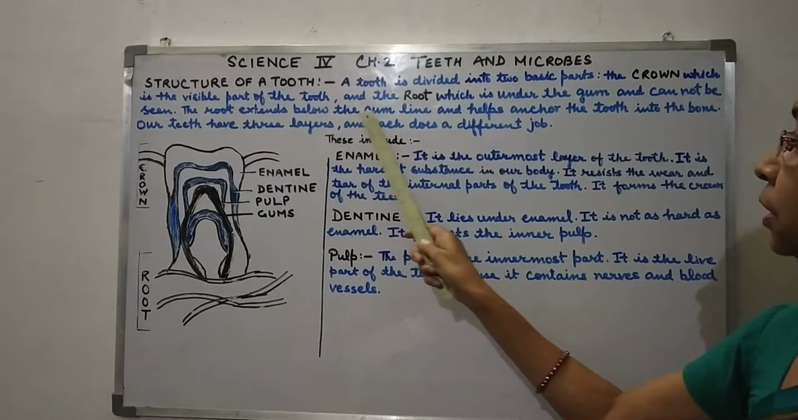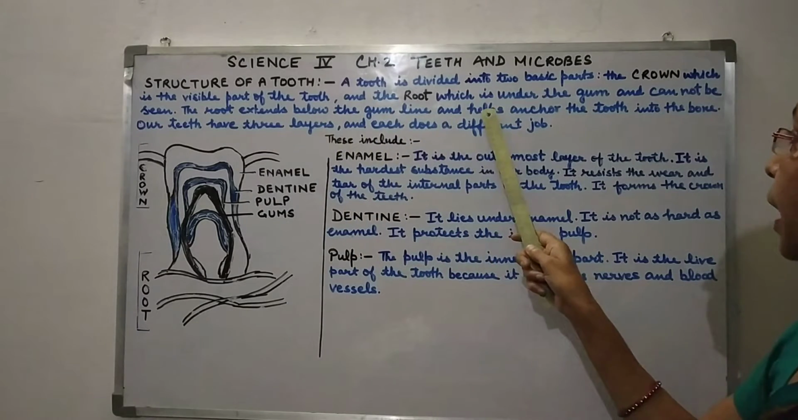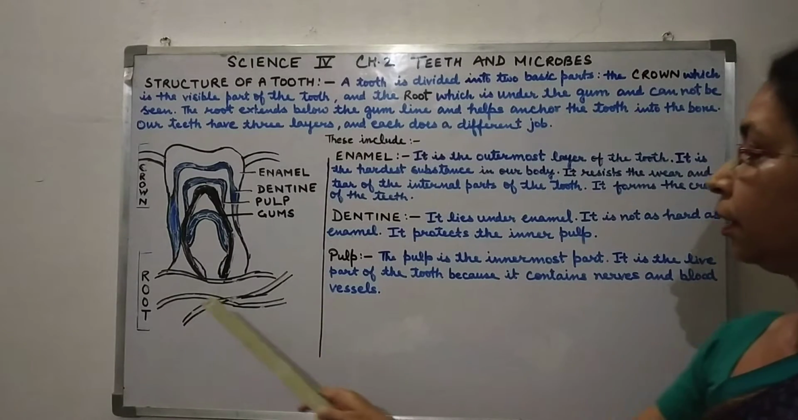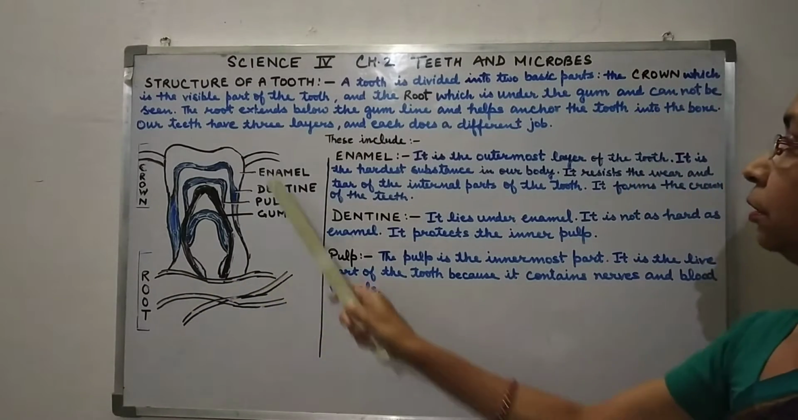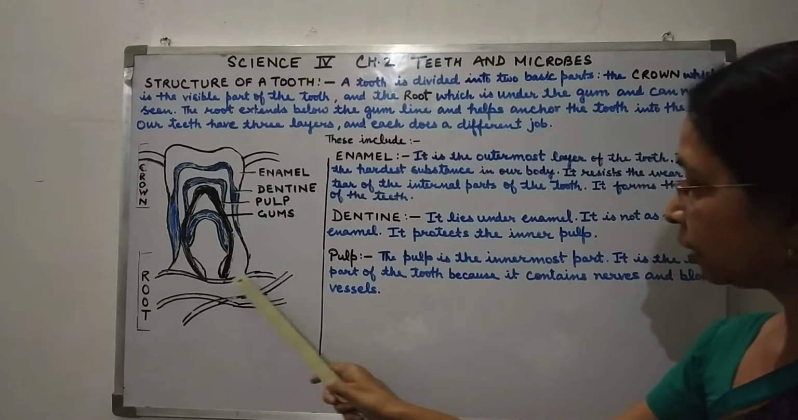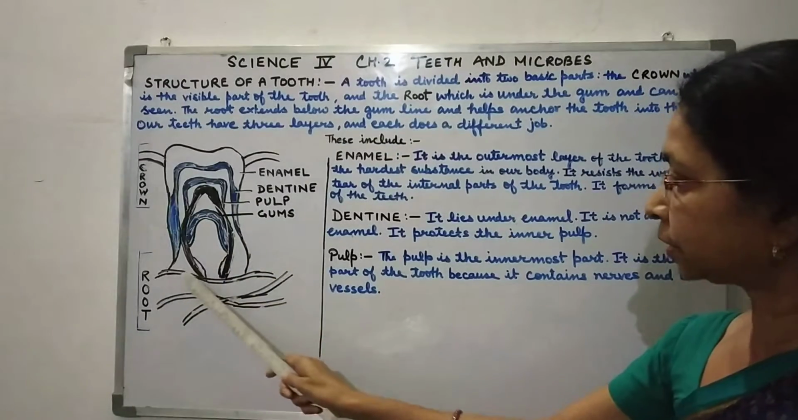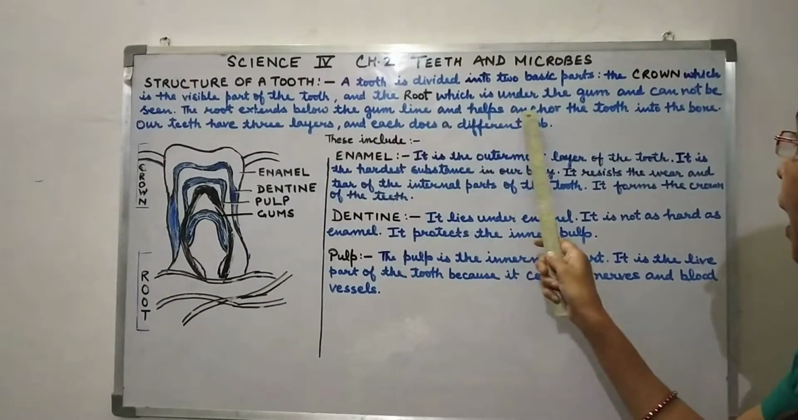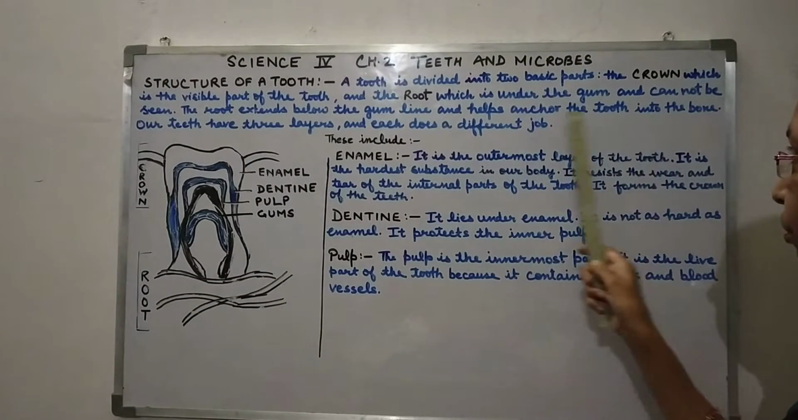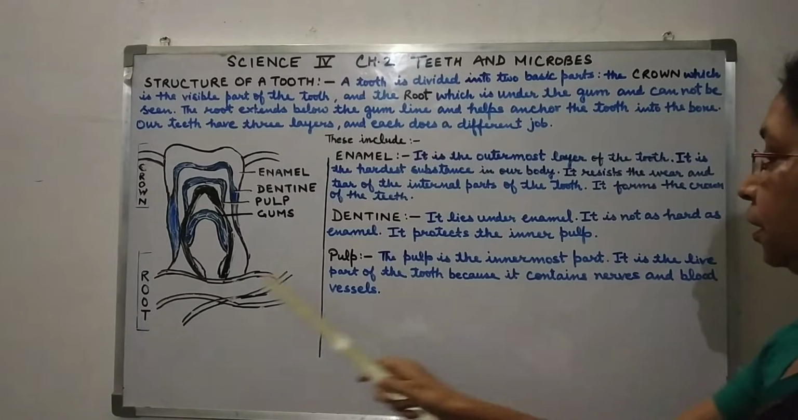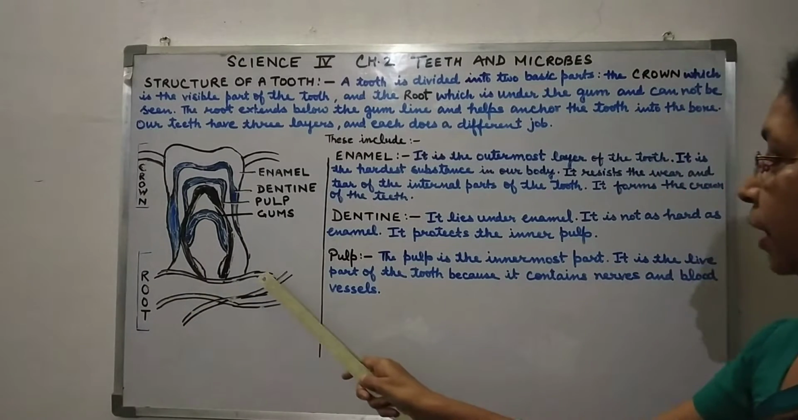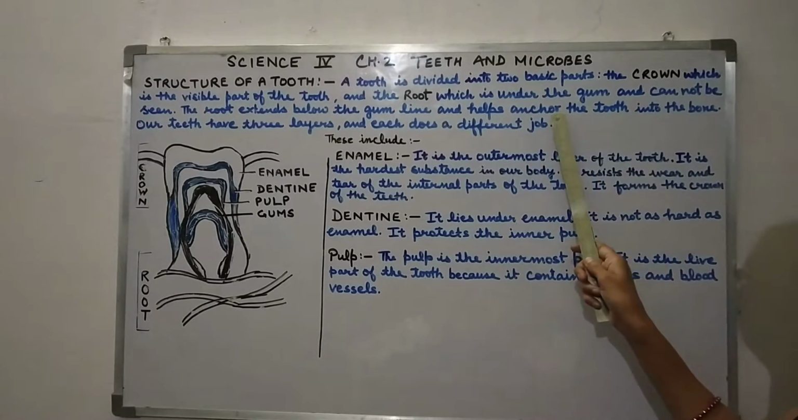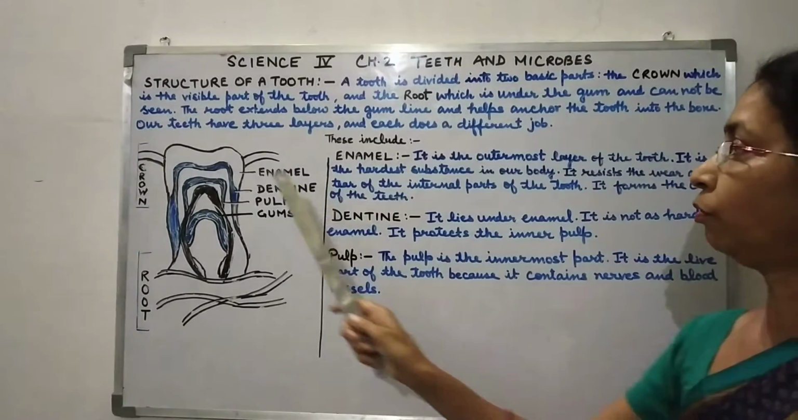The root extends below the gum line and helps anchor the tooth into the bone. These are the roots. These are the gums, and the roots extend below the gums and help anchor the tooth. These roots make the tooth strong. They help anchor the tooth into the bone.